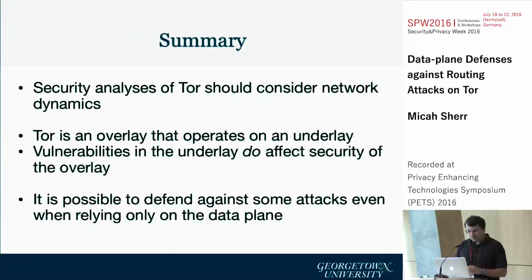So in summary, security analyses of Tor should really consider network dynamics and not just view the internet as a static thing. Tor is an overlay that operates on an underlay, so you really do need to consider the underlay. You need to consider what the internet is actually doing. The vulnerabilities on the internet and the internet's routing protocol do affect the security of the overlay, and it is possible to defend against some attacks even when relying only on the data plane.